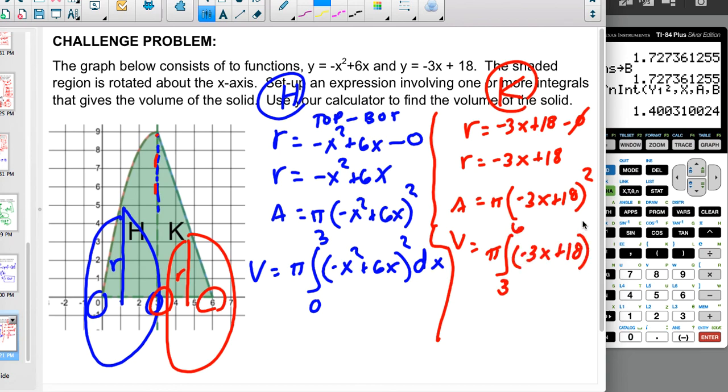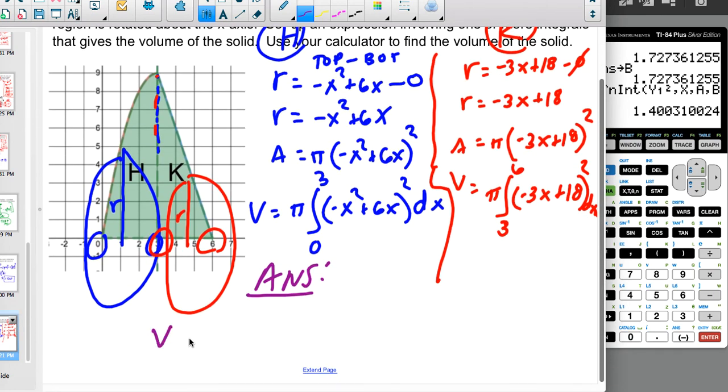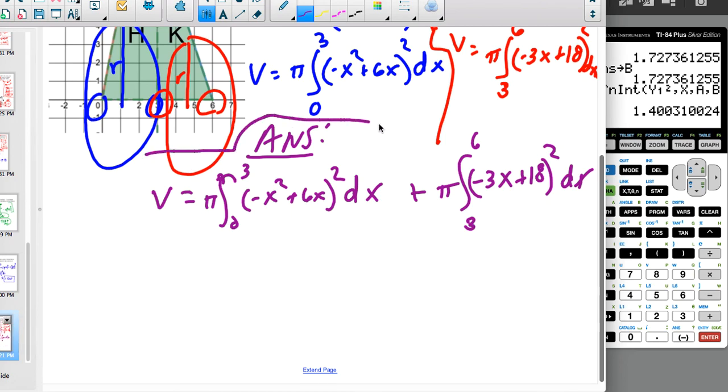So if you want the volume of the entire thing, the answer that I want for the volume for the whole thing is that it's two integrals. The volume of this whole thing is pi times the integral from 0 to 3 of negative x squared plus 6x quantity squared with respect to x, plus the red integral, which was pi times the integral from 3 to 6 of negative 3x plus 18 quantity squared with respect to x. That's the answer without the calculator, right?